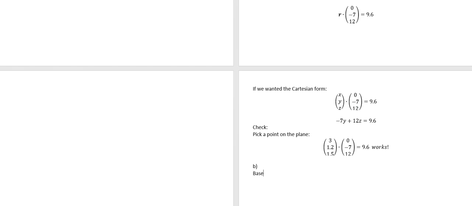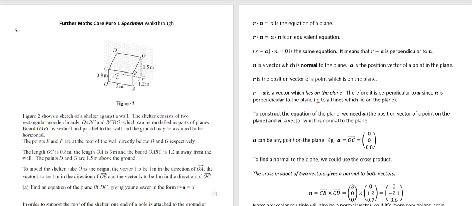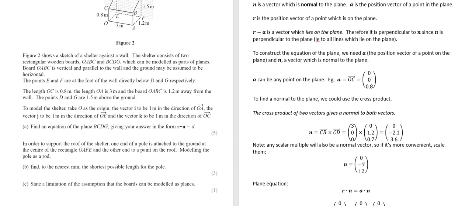So we have the base of the pole, 1.5, 0.6, 0 is the position vector of that point. I'm going to give it a label. I'll call it B. And the question is asking us about the shortest possible length, given that it's going to be going from there to some point on the roof.